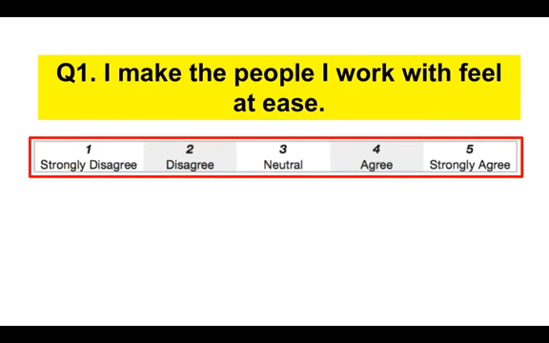Question 1. I make the people I work with feel at ease. Remember our top 10 traits, working with others. I would put strongly agree, because being able to work with other people and making them feel at ease is a great quality, because then you will get the most out of them.